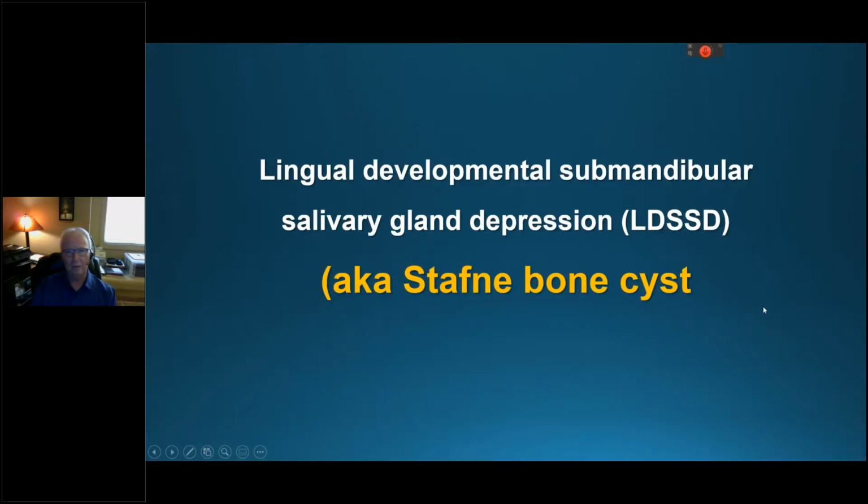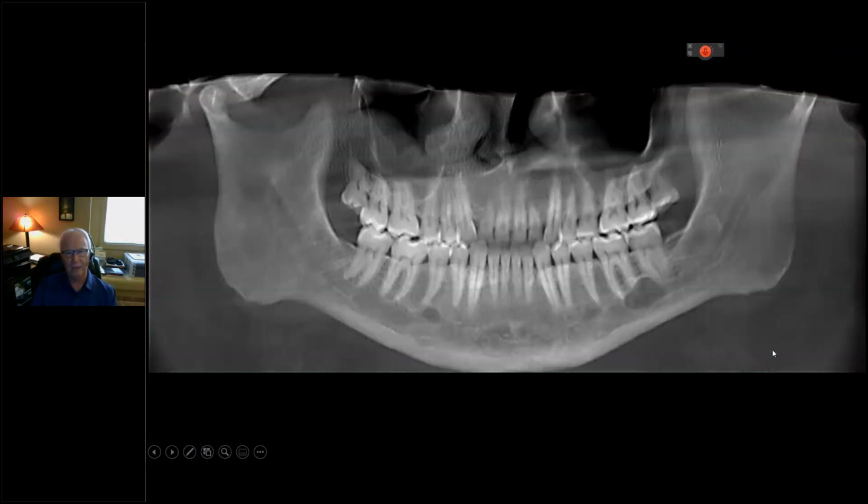The final thing I'll talk about is this Stafne bone cyst or defect, the lingual submandibular salivary gland depression. It normally in the past was described as a round to ovoid radiolucency, which occurred in the angle of the mandible below the inferior alveolar canal. However, we find them in several places. You can see this is not below the canal, it's mostly above the canal. There's also an anterior variant, I don't show it here, but these can occur anywhere salivary gland tissue can impinge upon the bone. And so you have a salivary gland defect here.